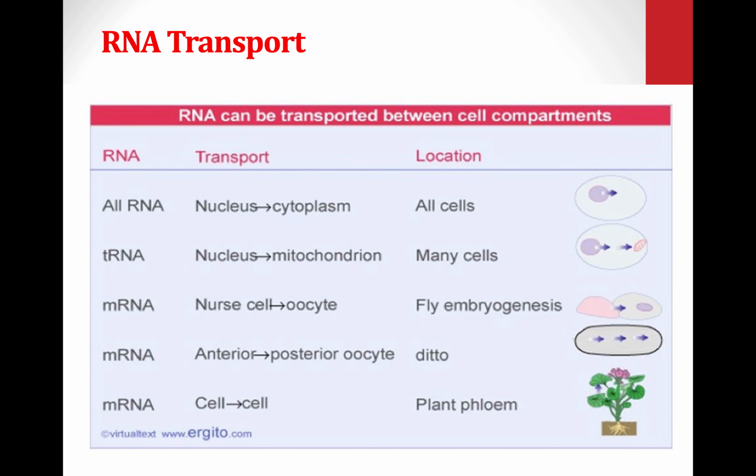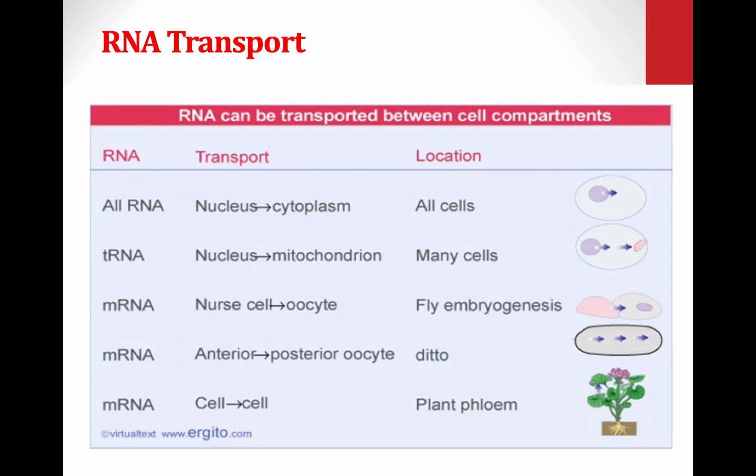In terms of RNA transport, we know that RNA could be transported between the cell compartments, but the types of RNA and how they are transported varies. For example, you can see over here, all RNA could be transported from the nucleus to the cytoplasm in all cells. But the tRNA could only be transported from the nucleus to the mitochondrion, and it could be located in many cells. For the mRNA, from the nerve cell to the oocyte, sometimes, especially in fly embryogenesis. For the mRNA in Drosophila, it's from anterior to posterior oocyte, and for plant phloem, usually the mRNA is from cell to cell.